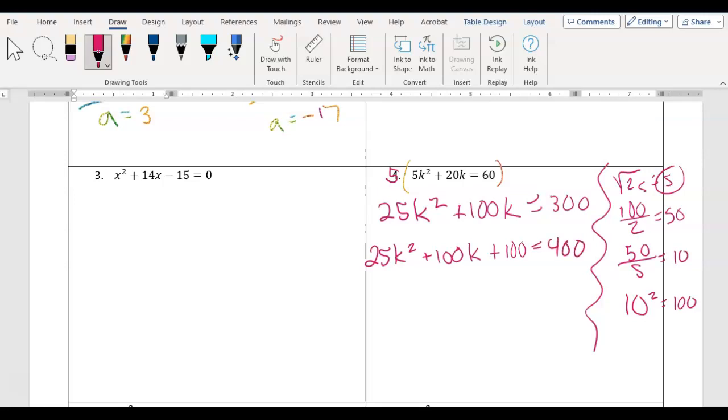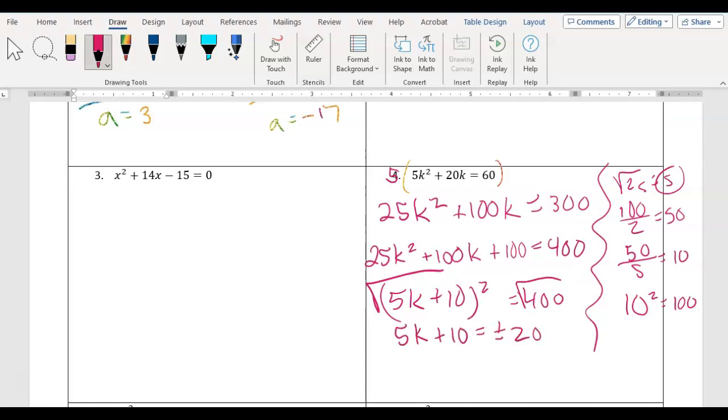And now I'm going to rewrite this as a perfect square. So the square root of 25k squared is 5k, and then the square root of 100 is 10. And so now I can solve this by taking the square root of both sides, and I'll get 5k plus 10 equals plus or minus 20.